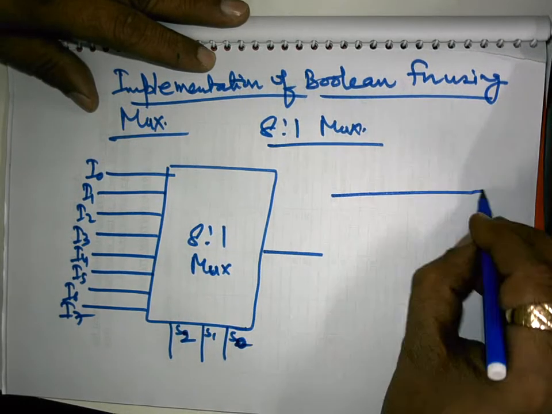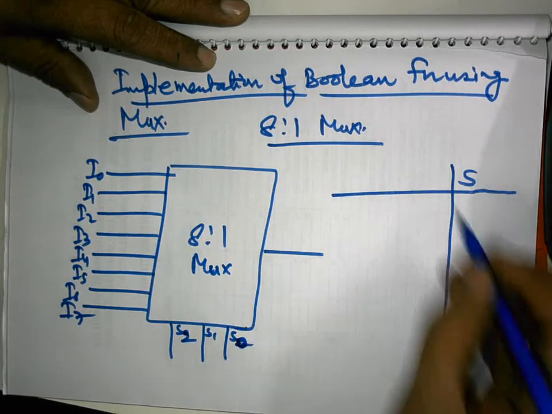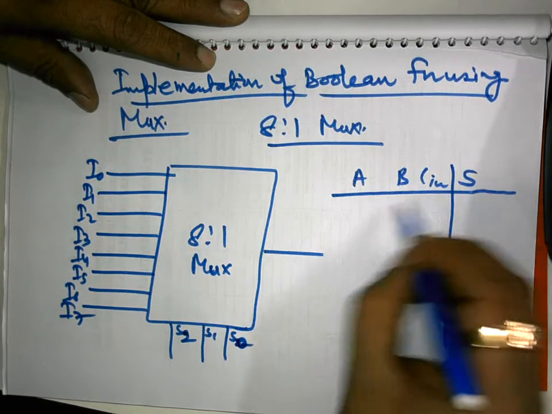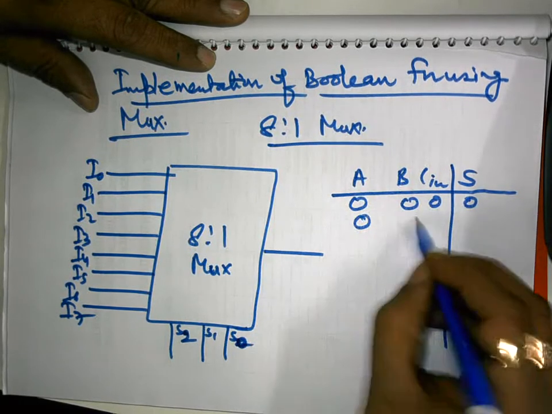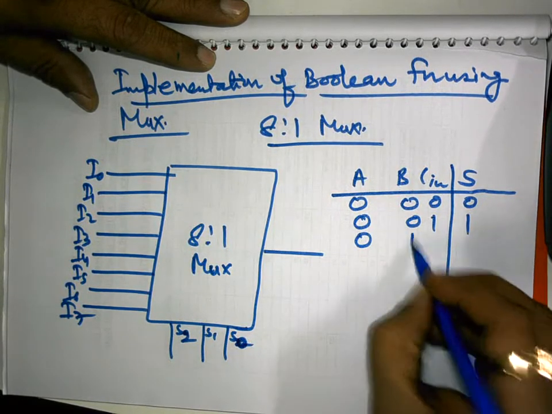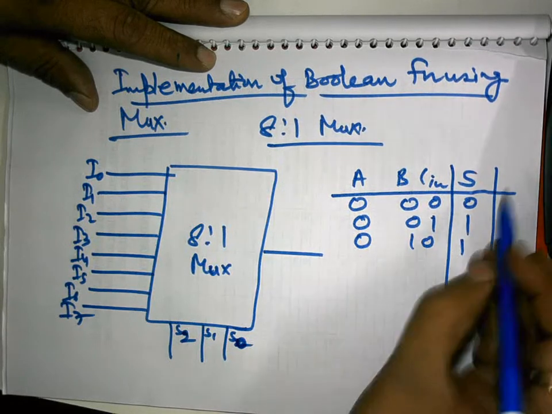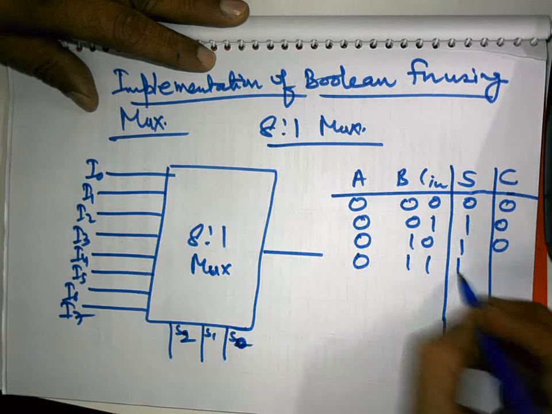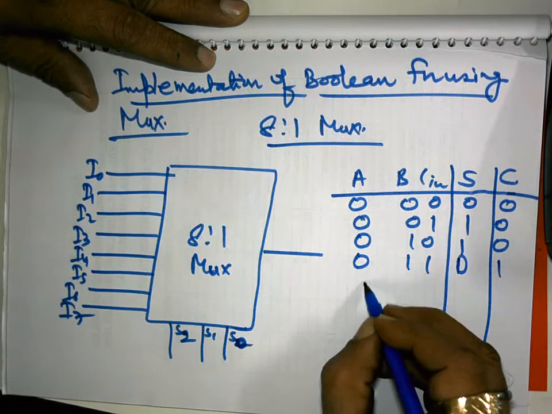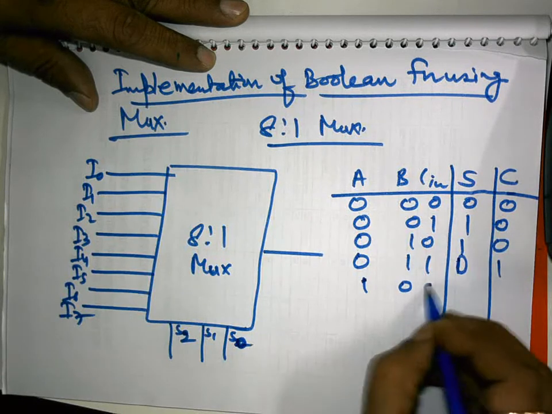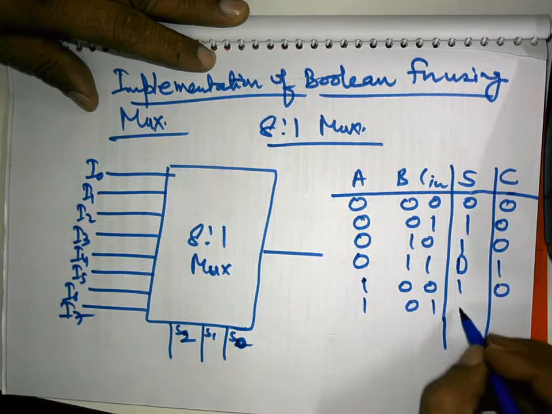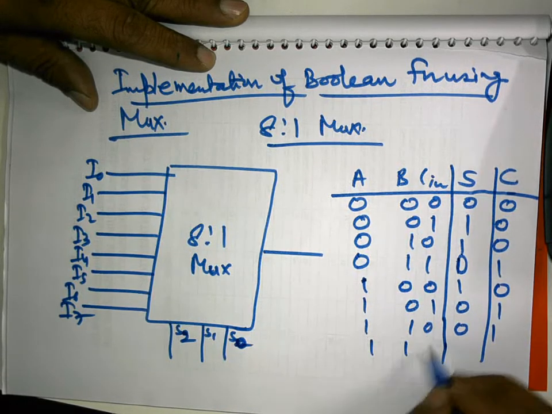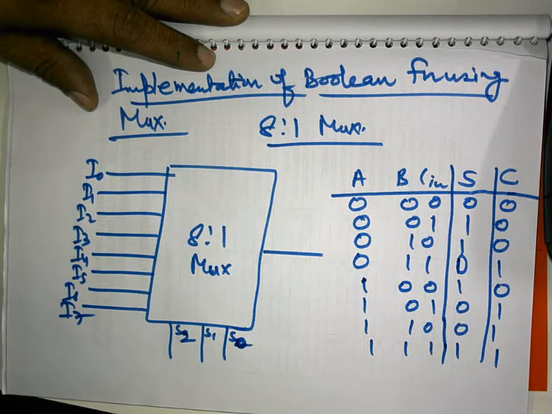Now if you look at the sum output of your full adder, it has A, B and C in. For 0 0 0, sum is 0; 0 0 1, sum is 1; 0 1 0, sum is 1. I am also drawing for carry: 0, 0, 0, and for 0 1 1, sum is 0, carry is 1. Okay. And 1 0 0, sum is 1, carry 0; 1 0 1, sum is 0, carry is 1; 1 1 0, sum is 0, carry is 1; and 1 1 1, sum is 1 and carry is 1. Okay, agreed with this?